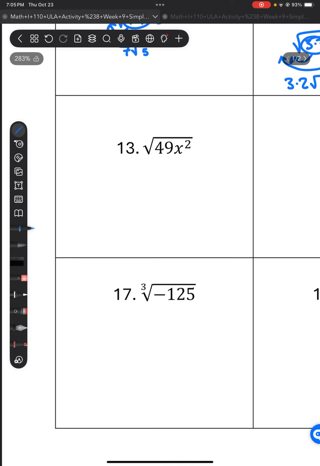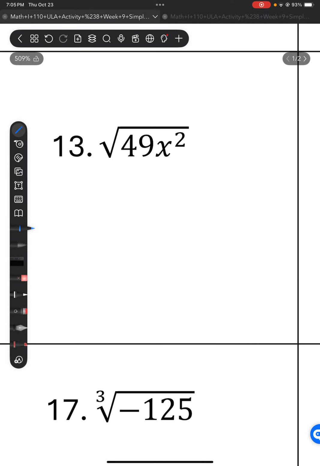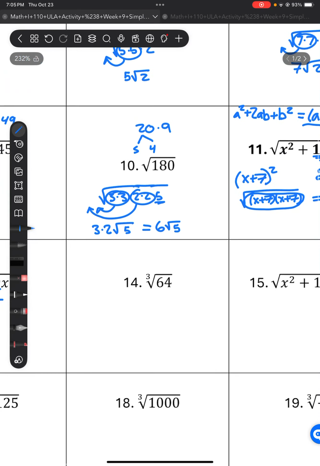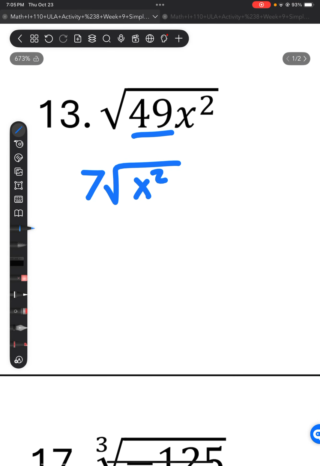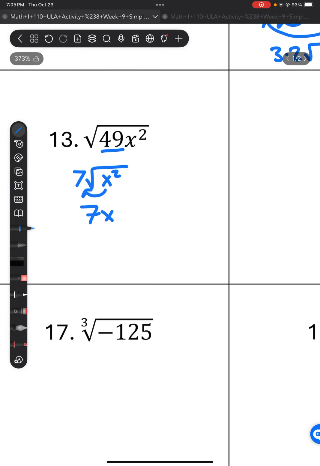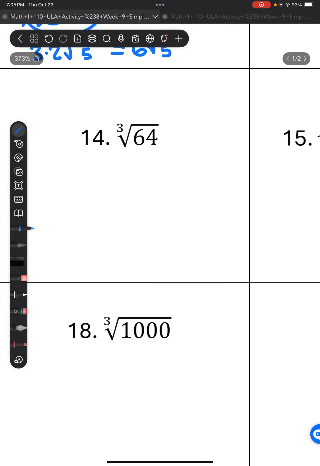All right, moving on to 13. We have 49 times x squared. I already know 49 is 7 times 7, so I'm going to take that out already. I'm left with x squared, similar to what we had over here in 12. That's just going to cancel out to just 7x, because I can just take that x out. So then we're left with 7x.